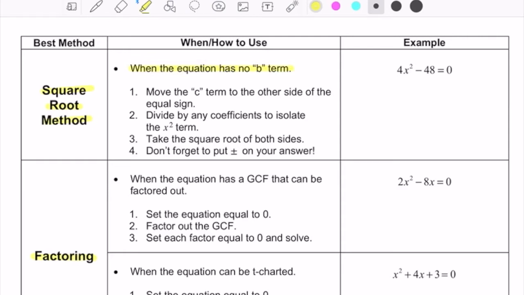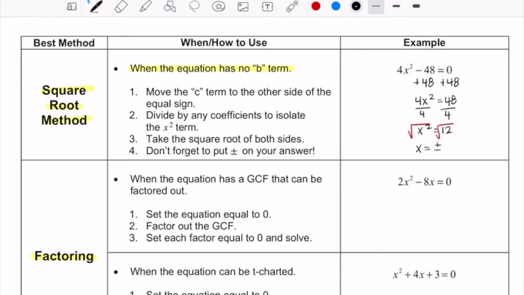Looking over here in the example column, 4x squared minus 48 is equal to 0, you'll see that equation is a quadratic equation and does not have a b term. So we'll follow the instructions here on how to solve this given example. I'm going to move the c term to the other side of the equal sign, and then I'll divide by the coefficient 4 to isolate the x squared term. X squared is now isolated, so I'll take the square root of both sides, and then I'll remember the plus or minus on my answer.